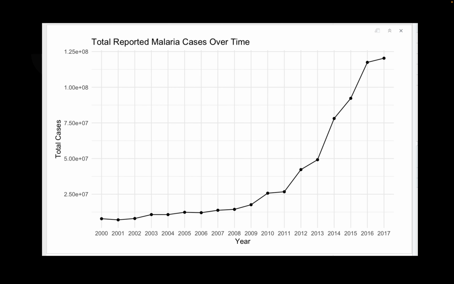So here we show the total reported malaria cases globally from 2000 to 2017. In the beginning of the period, from 2000 to around 2010, the total number of cases remained relatively stable with only a slight increase. However, starting around 2011, we can see a sharp and steady rise in reported malaria cases each year. By 2017, the total number of reported cases had reached over 120 million, which is a significant increase compared to the early 2000s.